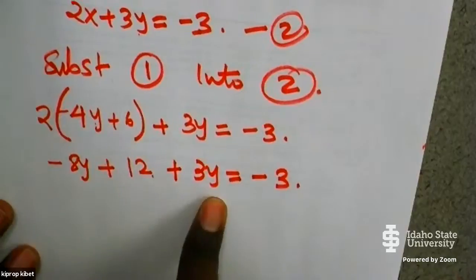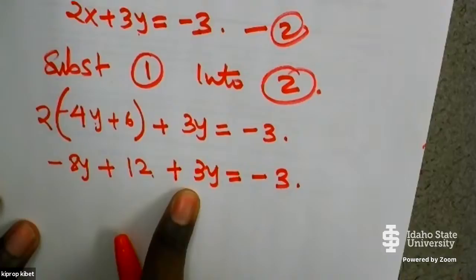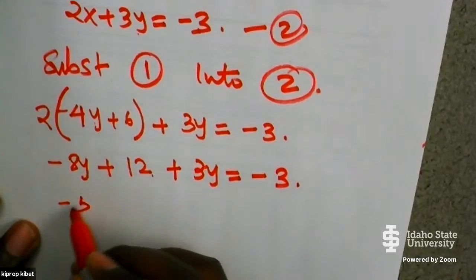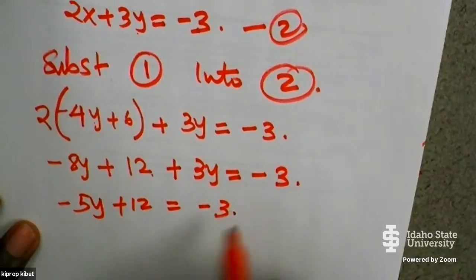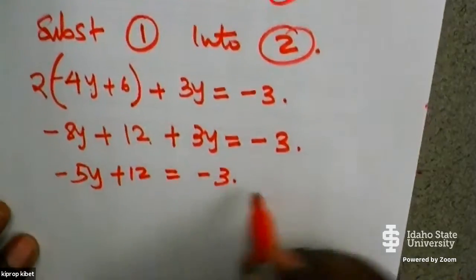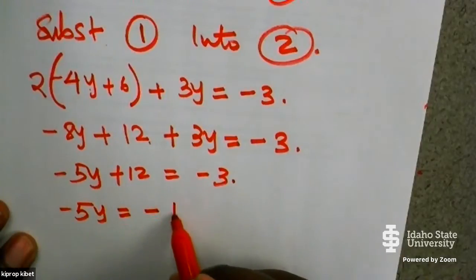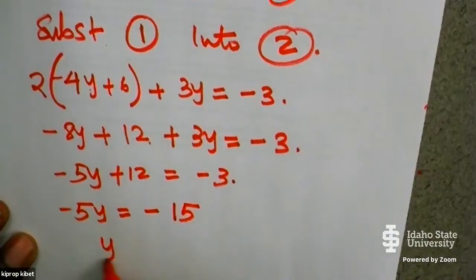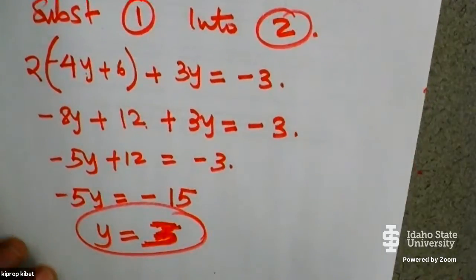Then you collect the like terms. So minus 8y plus 3y is negative 5y plus 12 equals minus 3. Then you take this one to the other side. So minus 5y equals minus 15. So y equals to what? 3. Sorry, y equals 3. So y equals 3.